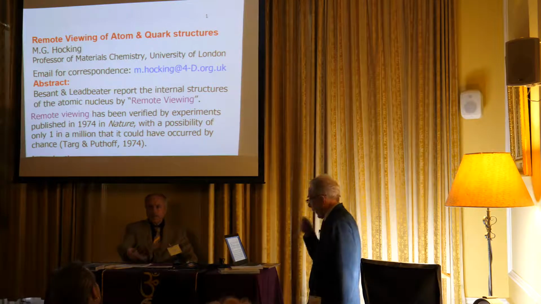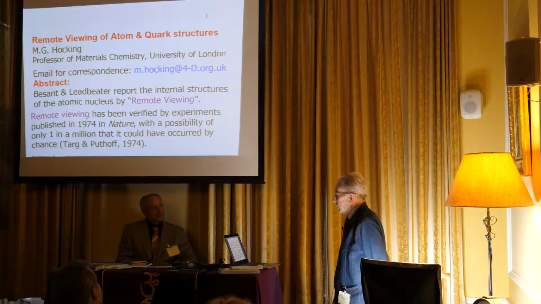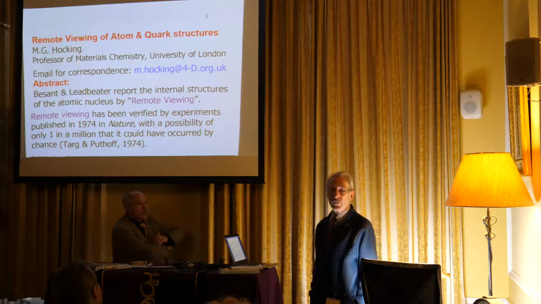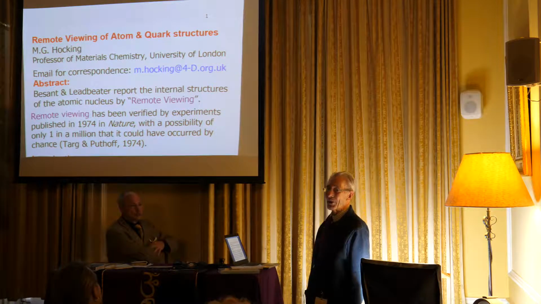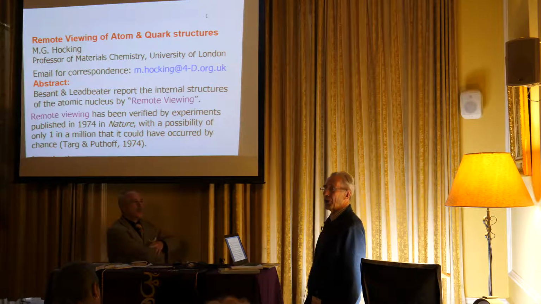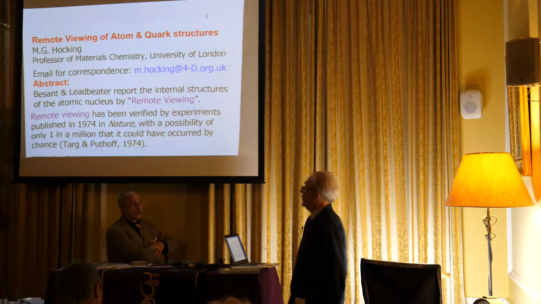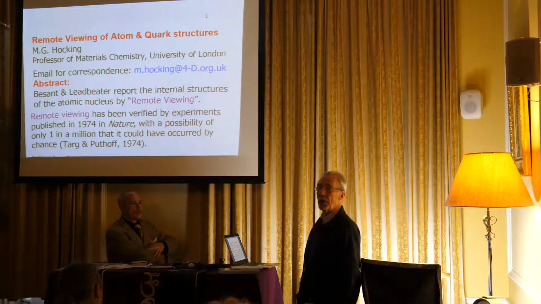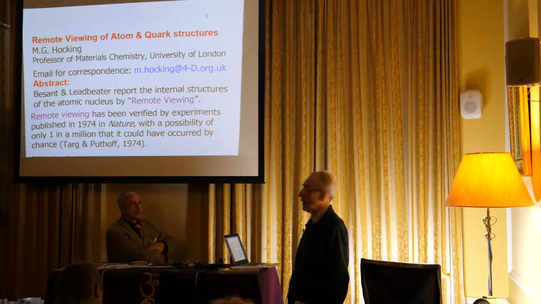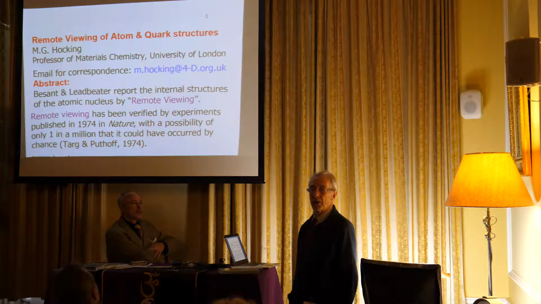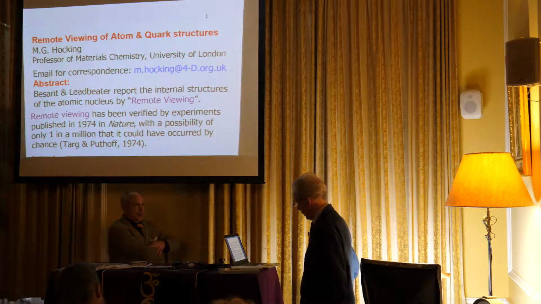Right, now, they reported the internal structures of the atomic nucleus by remote viewing. Remote viewing is the modern name for clairvoyance, because people don't like to use the word clairvoyance because it's been subject to all kinds of trickery in the past. So scientific people have devised another name, which is remote viewing, and that's a respectable name to call it. Now, remote viewing has been verified in Nature in 1974. Nature's a prestigious publication in science, and the possibility was only 1 in a million it could have occurred by chance. So remote viewing is without doubt established as a correct, a genuine phenomenon.